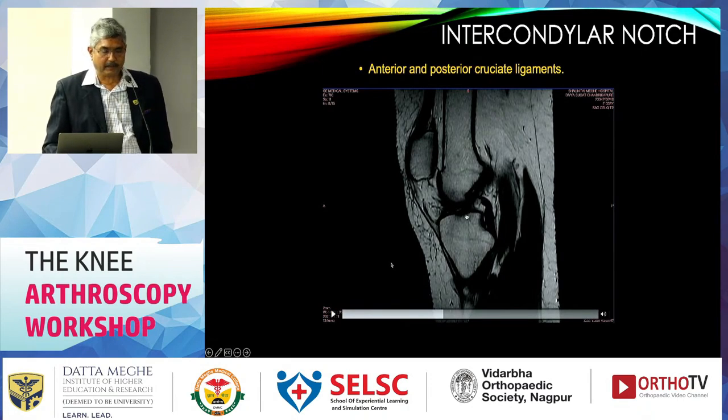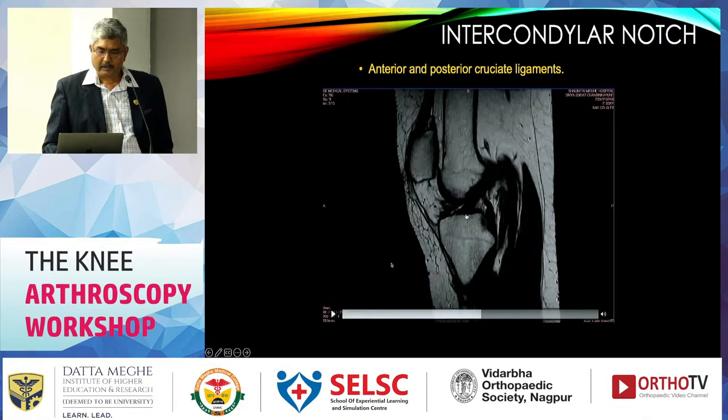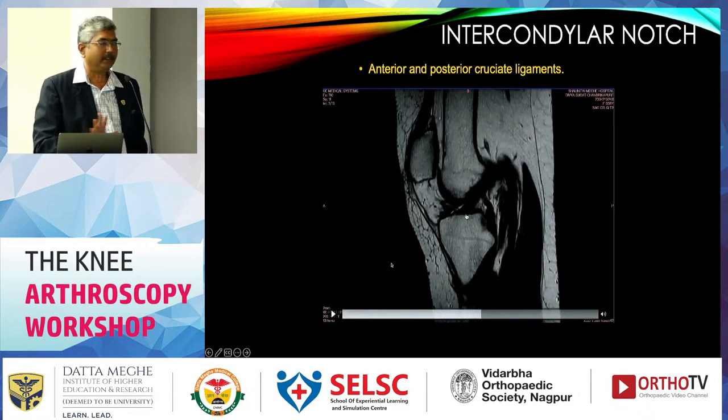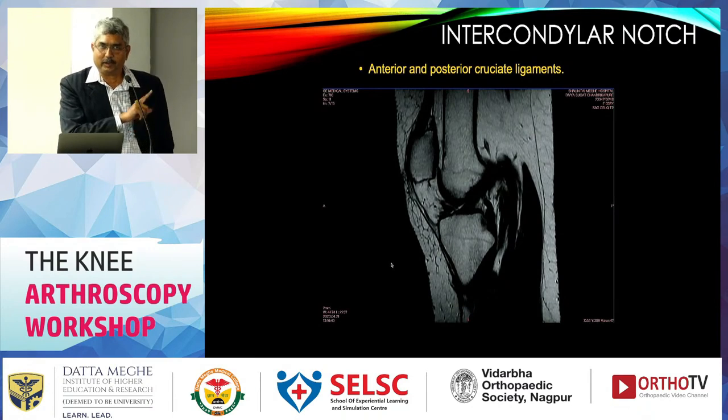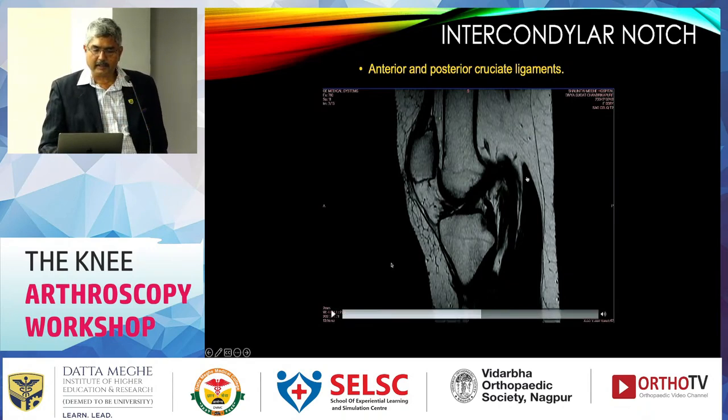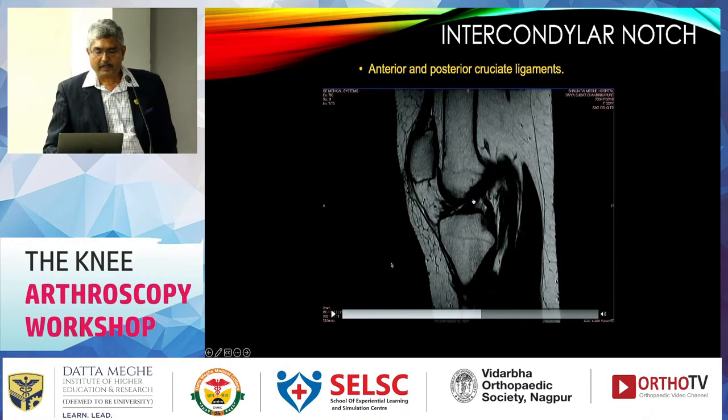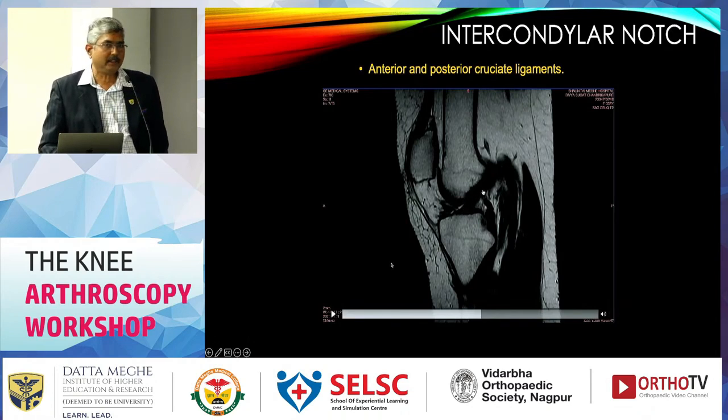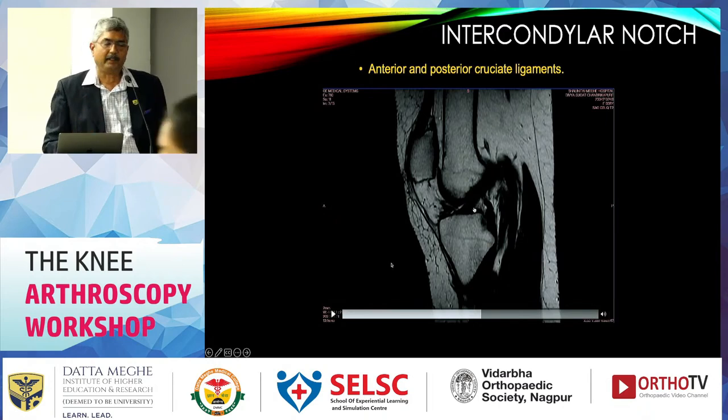This one is the anterior attachment of the ACL. And here one can see the ACL. So this is the sagittal oblique view, which is in the direction of the ACL. So look at the ACL. The ACL has two important parts. One is the anteromedial part, which is dark, and the posterolateral part, which is a little bit brighter.